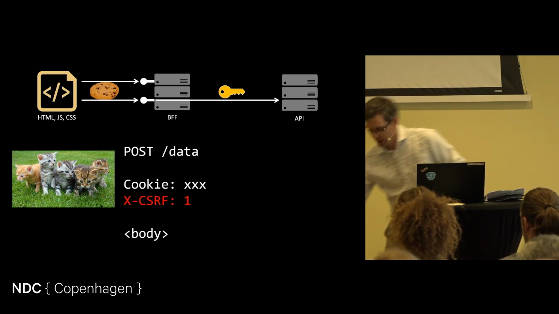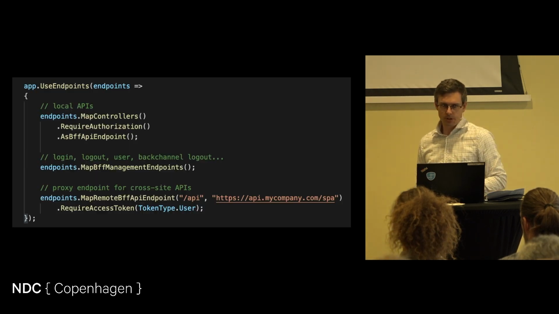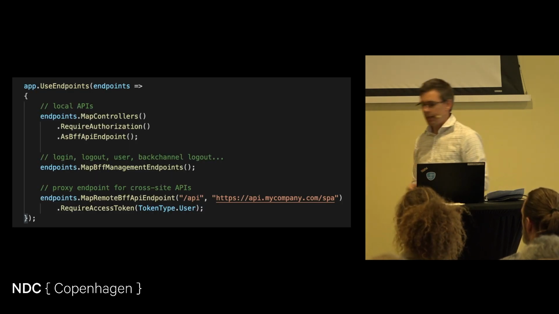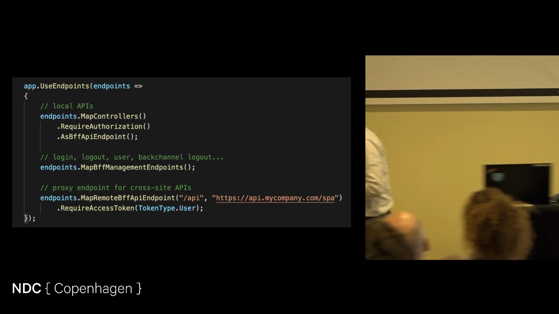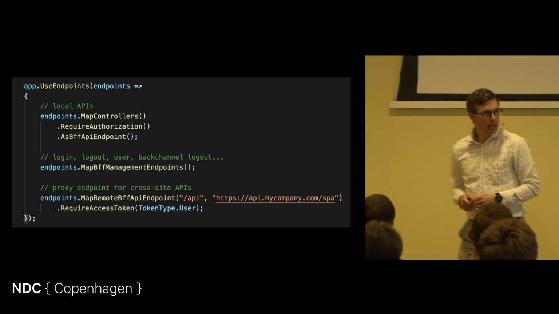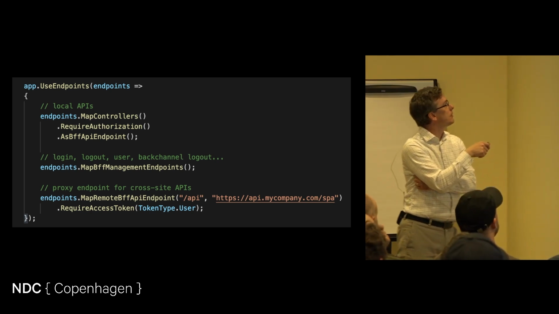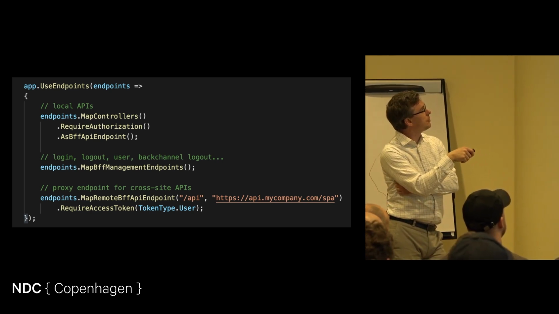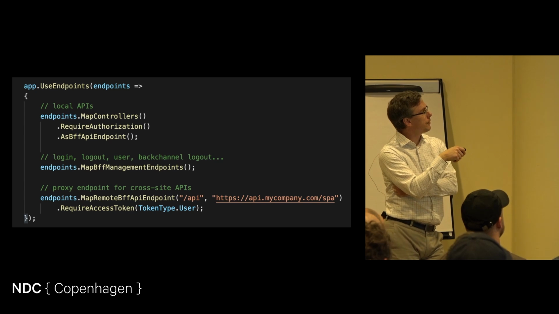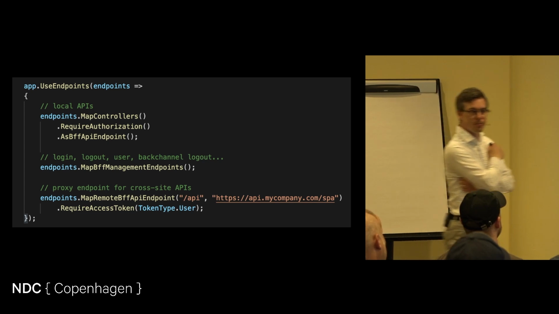So I need to just tell you a bit more about the config. We also set up UseEndpoints. This is how we configure this. In the setup, we have map controllers. We map our local APIs. We map up login, logout, user, the management BFF internal endpoints, and we map the remote API endpoints.